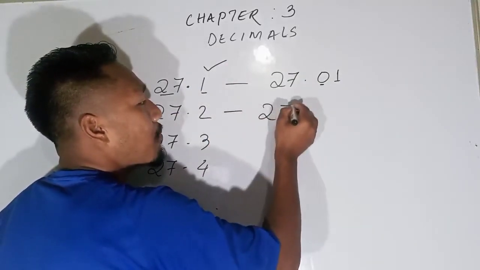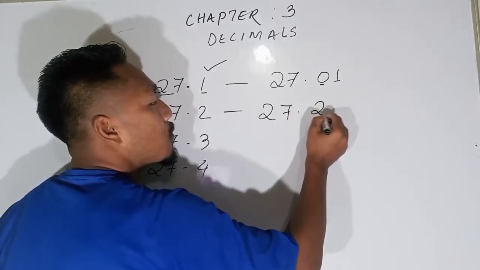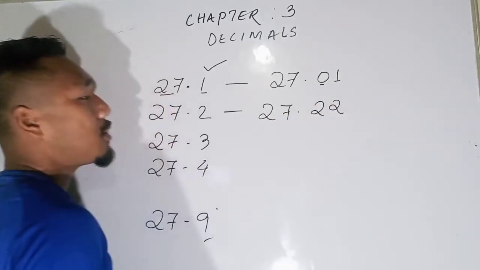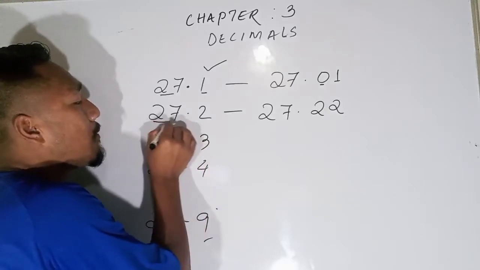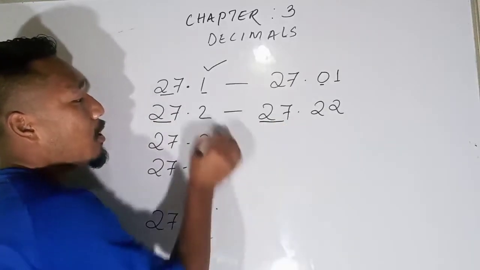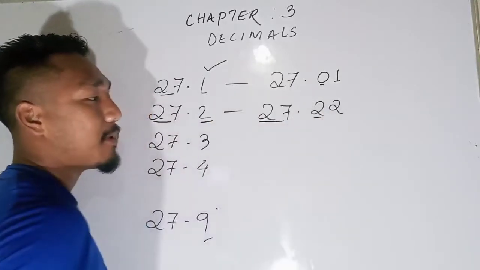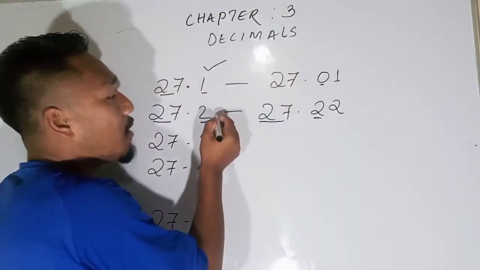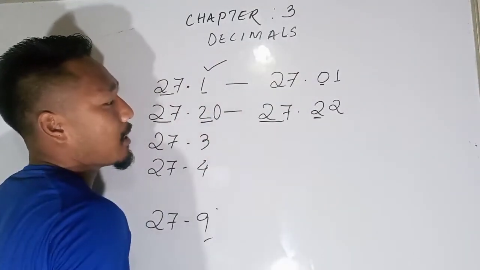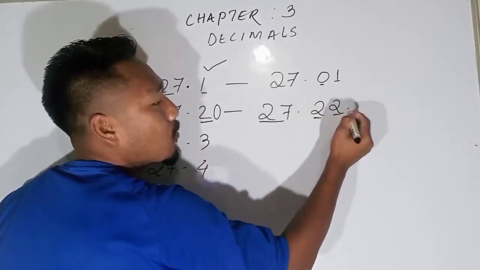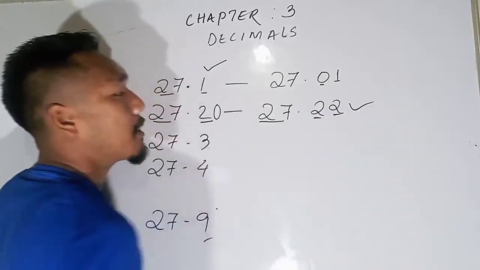Now 27.2 and 27.02. 27 is the same here, and 2 here is the same. Again we go to the next digits. Now we don't have any number here, that means it is 0 here. So 0 and 2, which one is bigger? 2 is bigger, that means this one is the bigger number.